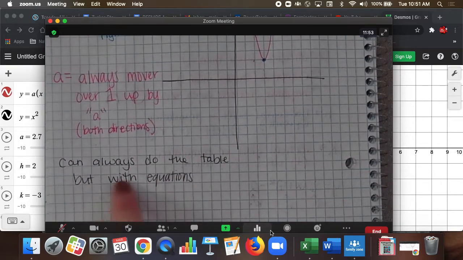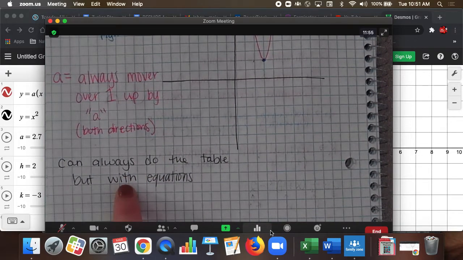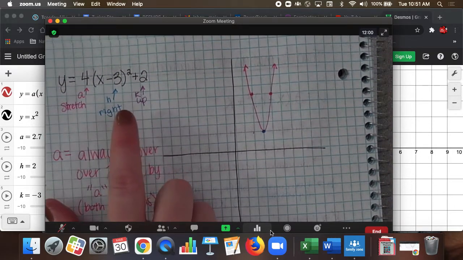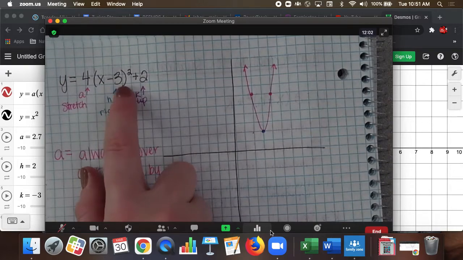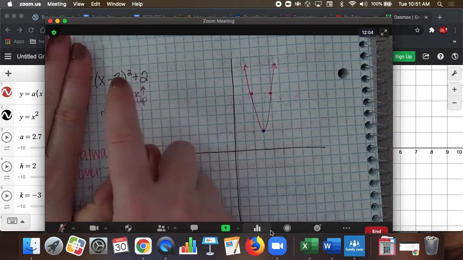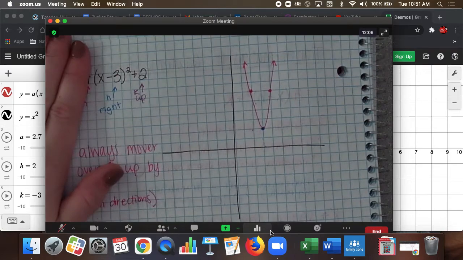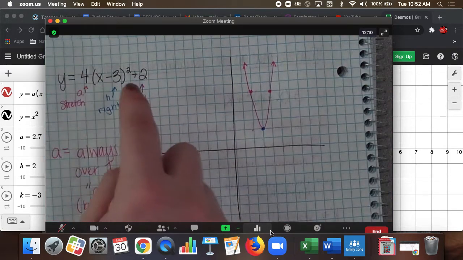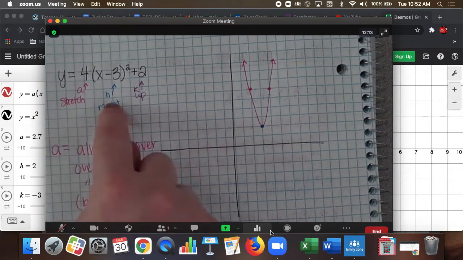So again, you could always do the tables. And if you look back at the notes that you took from the tables, I don't think we did any where we did all of them, but you could see that you could do the same thing. It's just easier to identify it by the A, the H, and the K.